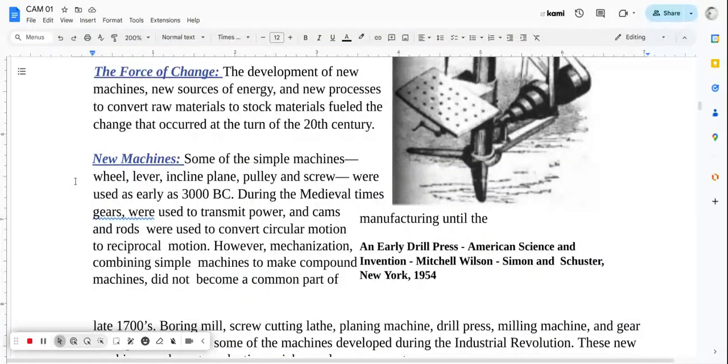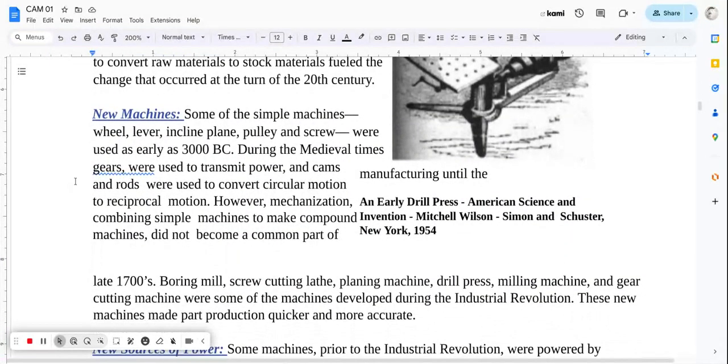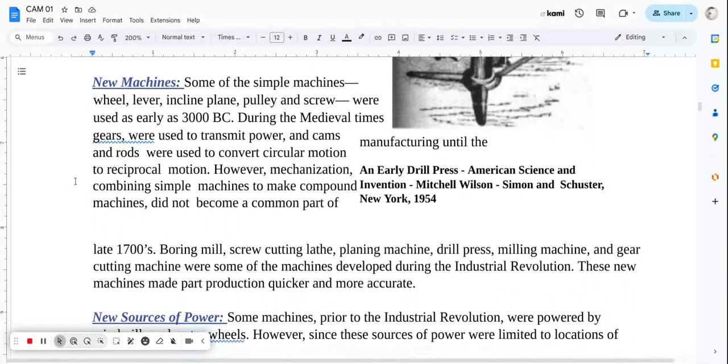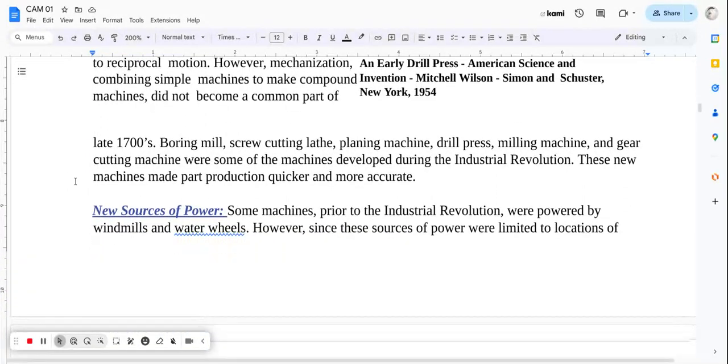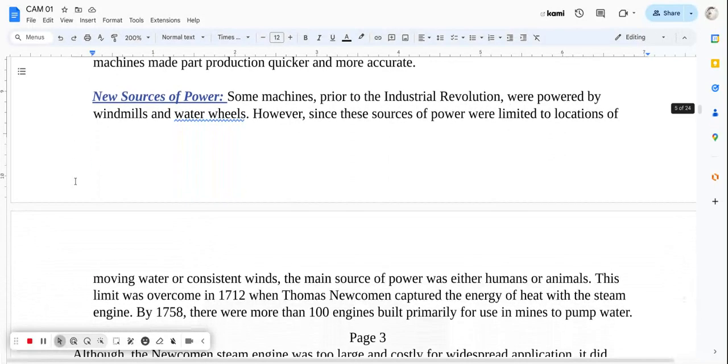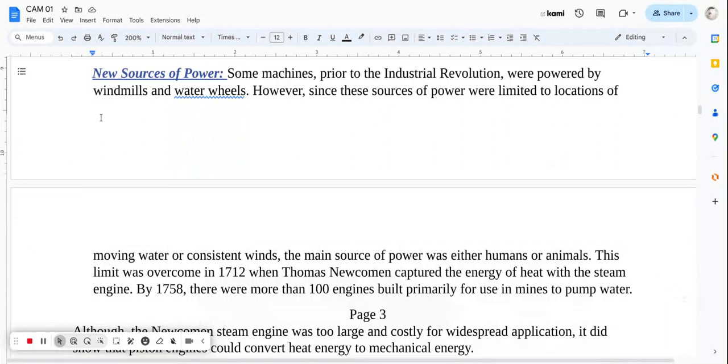Looking at some new machines that were developed, here we see antiquated examples of the modern machines that we use in class. Sources of power. Power itself is actually a technology, and electricity was not widely available. Windmills and water wheels were the source of power in the past.